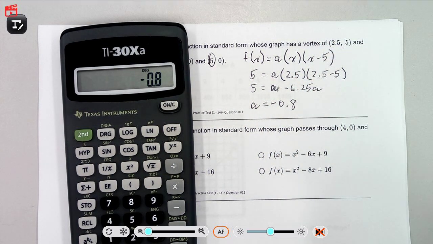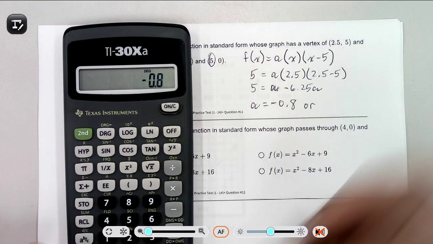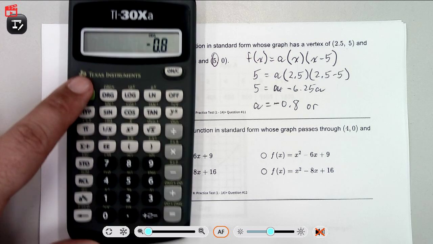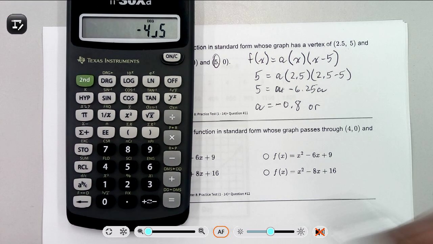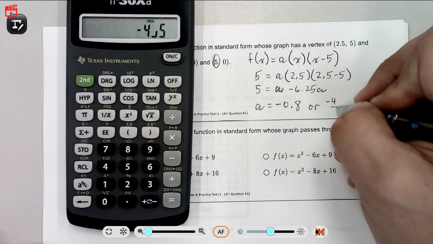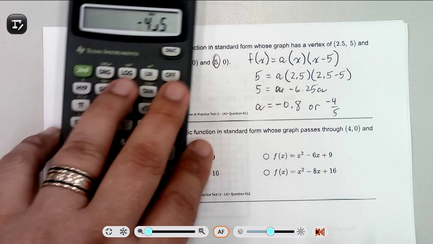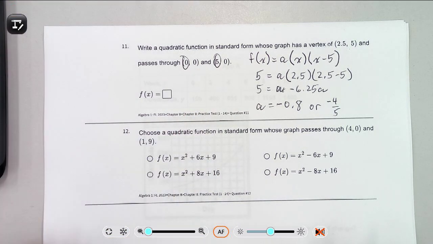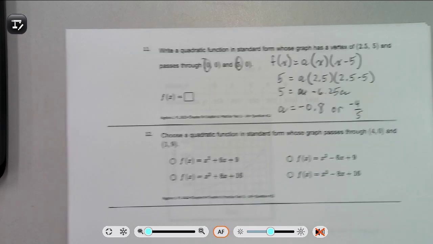You are also welcome to convert that to a fraction, which your calculator will do for you. So we can go second and then the back arrow for FD, and that is negative 4/5. You could use either of those. I'm going to use the decimal, but both are acceptable. And now we need this in standard form.